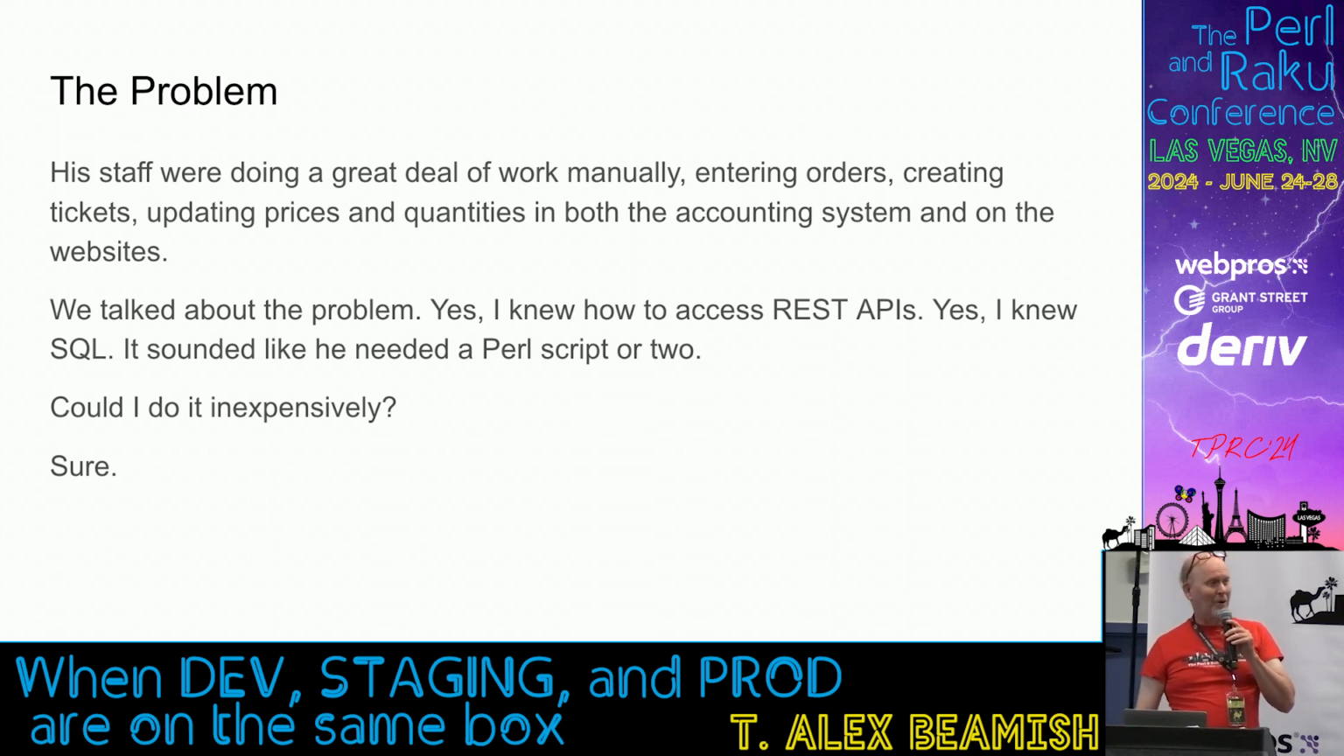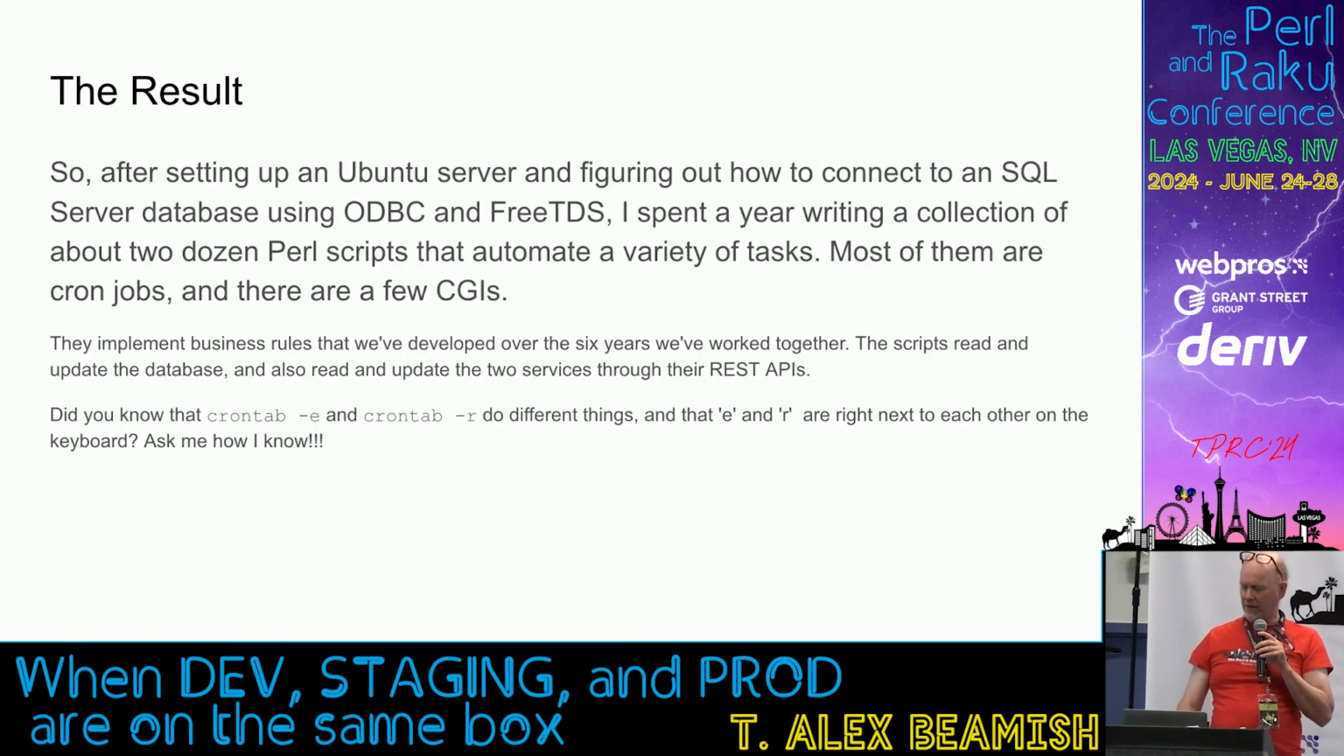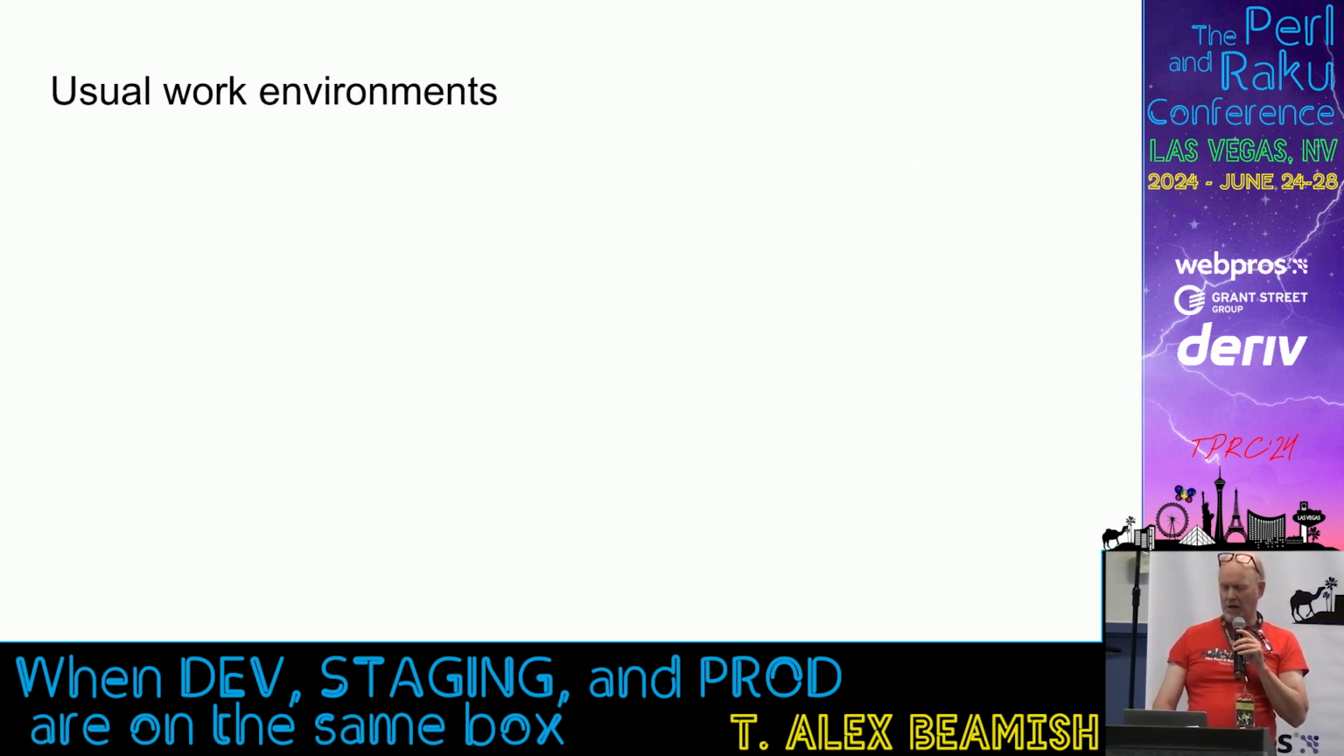No, actually, it worked out fine. Do you know REST APIs? Oh, sure. So could I do it inexpensively? So this is a small organization. And I set up an Ubuntu server, figured out how to connect to Sage, SQL Server, and wrote a couple of cron jobs and some CGIs.